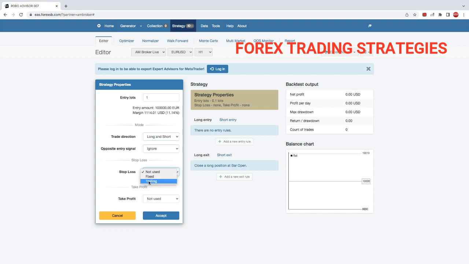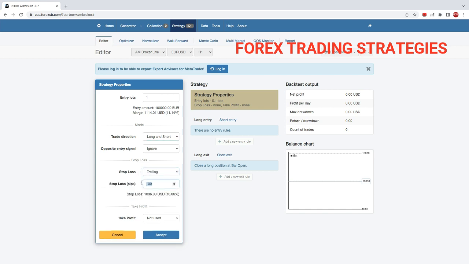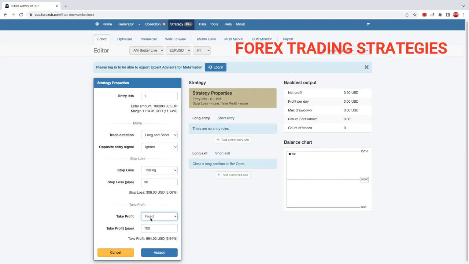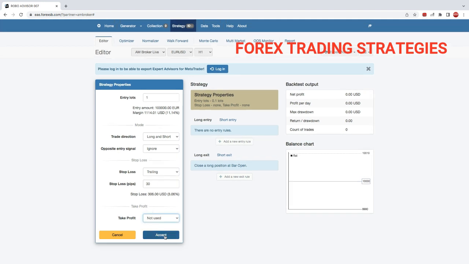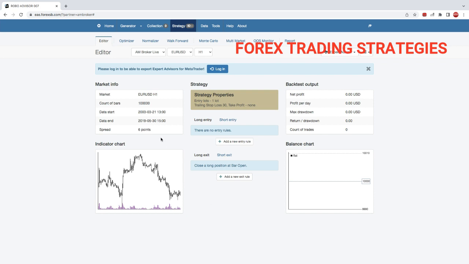Stop loss, maybe we use a trailing stop, and maybe we set it at 30. I don't know, you test it with whatever you want to test it. Because I'm going to use moving average crossovers, I don't think I want to set a take profit. You can still set a take profit depending on the strategy that you want to test, but I'm going to use crossovers, so I don't want to set a take profit in pips there. So I'm just going to say not used, and I'm going to accept.